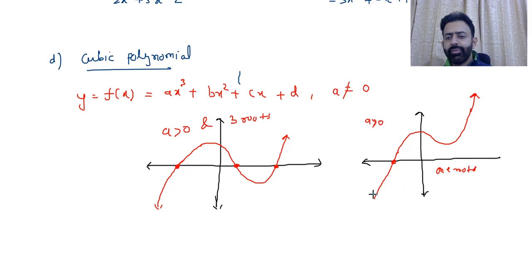Similarly, if a is negative, then the graph will start from upwards and it will decrease like this, and depending upon the roots, it will cross the x-axis multiple times. So this was cubic, and likewise you can increase the degree, you will get different types of curves. But we will deal with only the quadratic polynomial. Sometimes we can deal with cubic also, but our main focus now will be the quadratic polynomial.